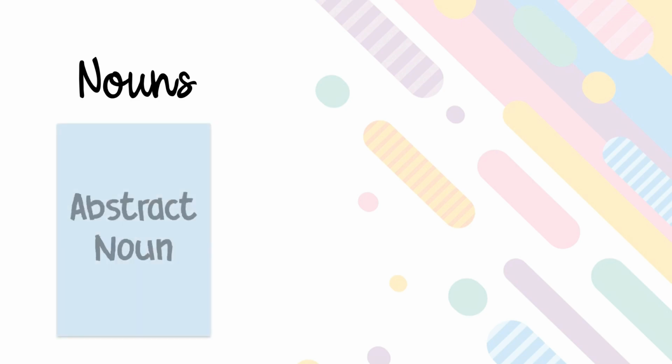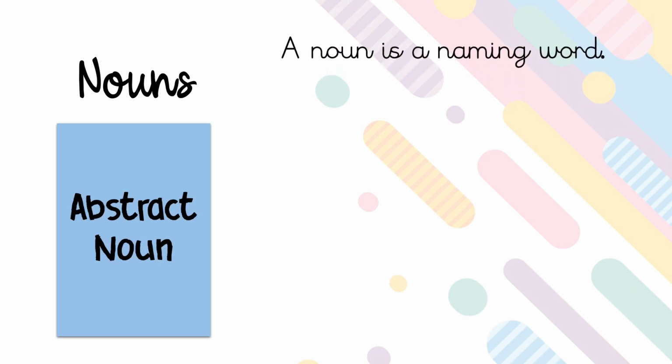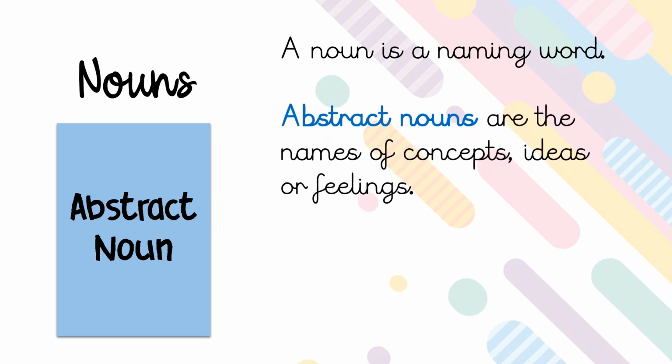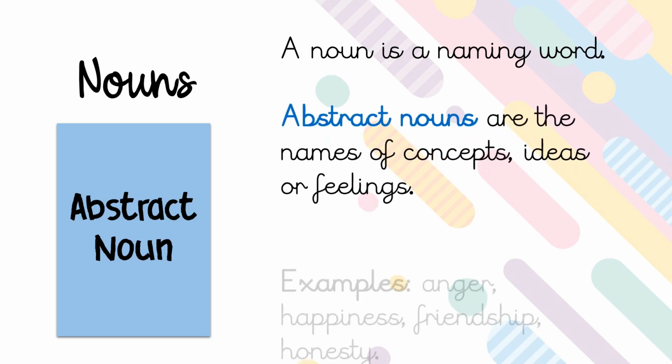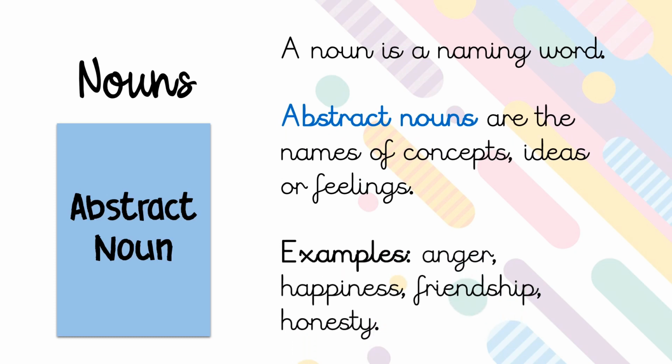The last main type of noun that we have is what's called an abstract noun, and it is the hardest to identify out of all of those. So an abstract noun is used for a concept, an idea or a feeling. So for example, anger, happiness, friendship, things that you cannot physically see but are still the name of something.